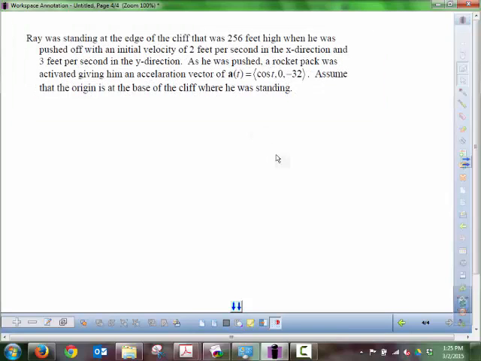So this guy was standing on a cliff that's 256 feet high when he was pushed off with an initial velocity of 2 feet per second in the x direction, 3 feet per second in the y direction. As he was pushed, a rocket pack was activated, giving him an acceleration of cosine t, 0, and negative 32. Assume that the origin is at the base of the cliff where he was standing.